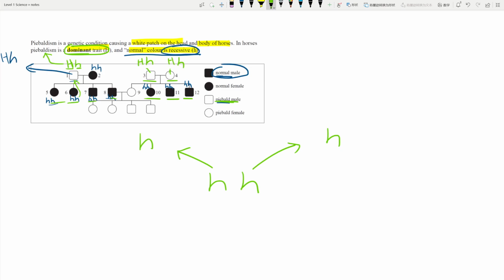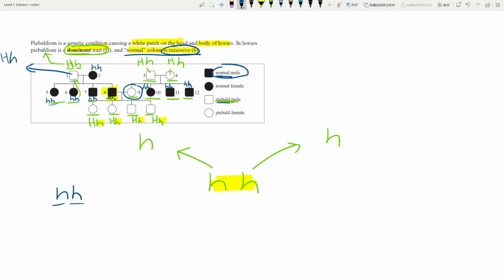Okay, so if you look at number 9, number 9 is hard to decide, but these offspring here, they have to be capital H, lowercase h, they have to be heterozygous. Why is that? Because number 8 is normal, so it has to have small h, small h. So this is where the small h comes from, because you remember you inherit one allele from each parent, so they have to get the small h from number 8, because there's no other option. You're 100% going to get that.